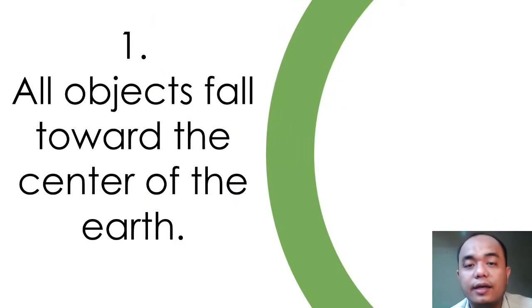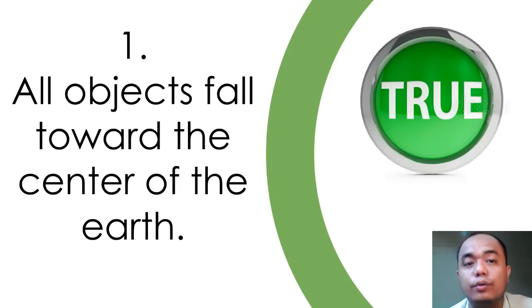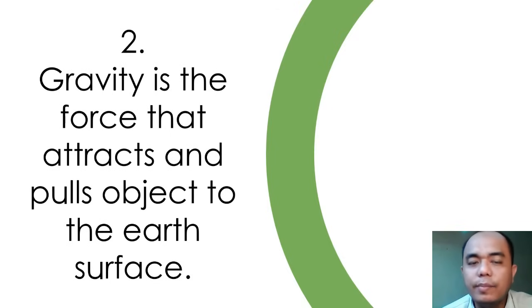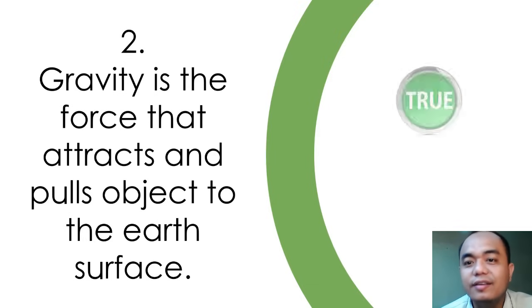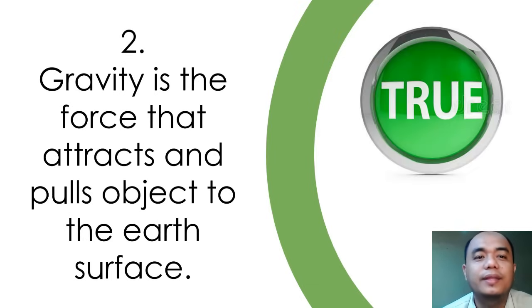Let's have this practice exercise. Say true if the statement is correct and false if it is incorrect. Number 1. All objects fall towards the center of the Earth. True or false? Yes, very good. It's true. Number 2, gravity is the force that attracts and pulls objects to the Earth's surface. The answer is, very good, true.